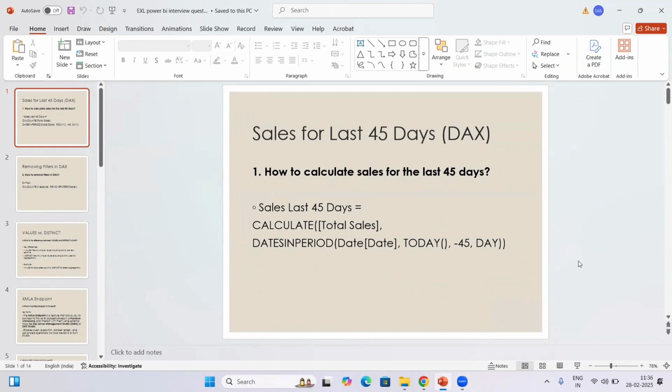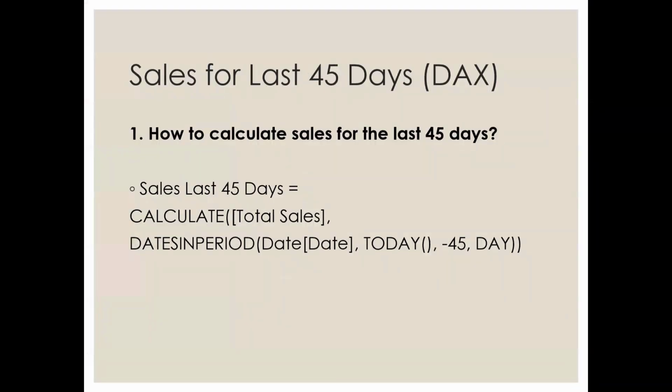So, first question is, how do you calculate sales for the last 45 days? So, I have already included the formula for you here. So this is how you can do it. What this formula does is it will take today's date and then it will look back for 45 days and then it will sum up the sales. Okay, so this formula is very useful when you want to calculate rolling periods like last 7 days, last 3 months, last 6 months. So that way, if you want to do calculations, then you can use this DATESINPERIOD formula. So if you do not know it, just note it down. It will be useful for other questions as well.